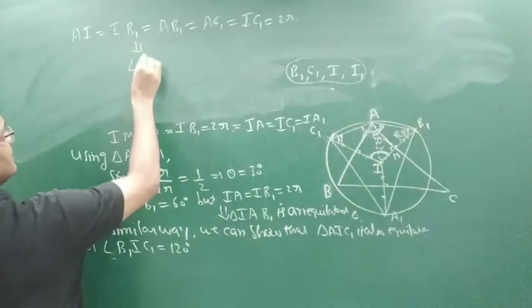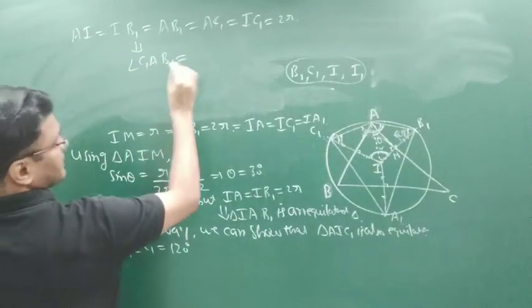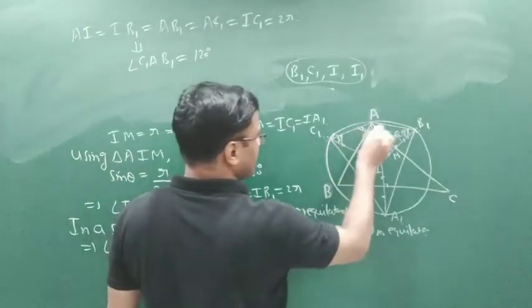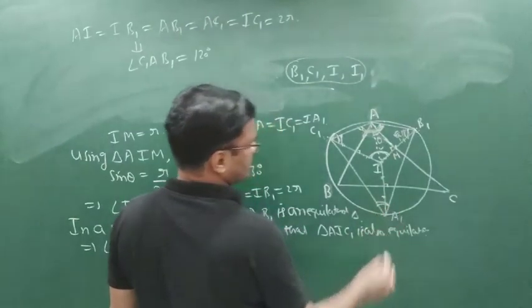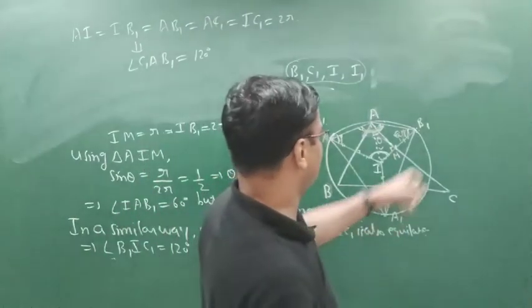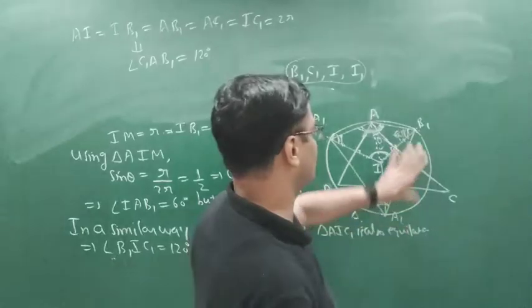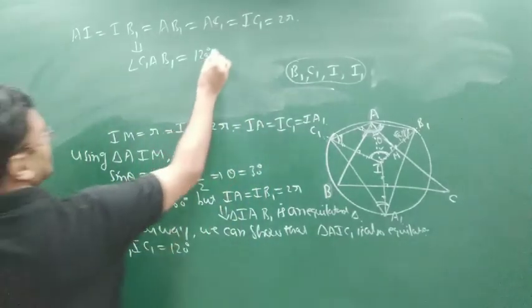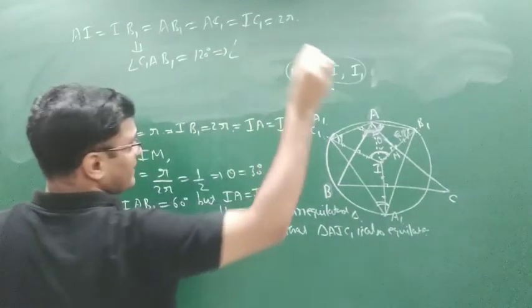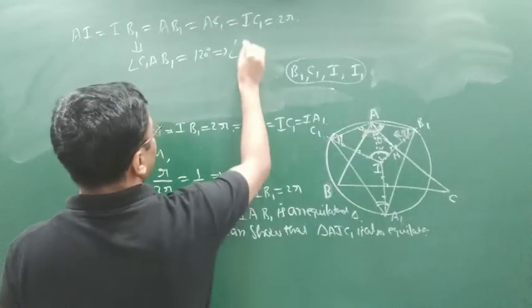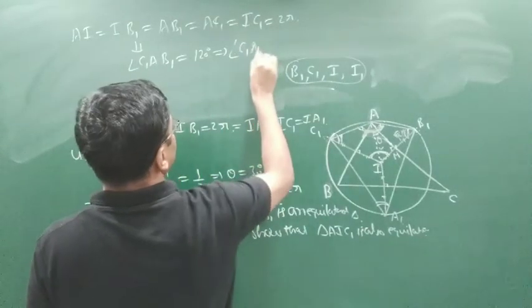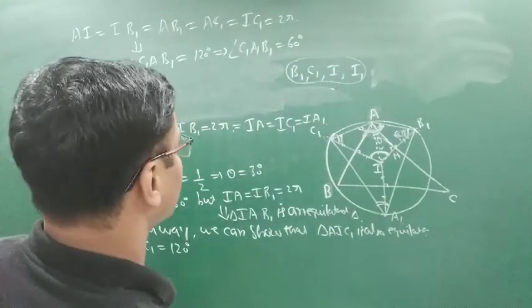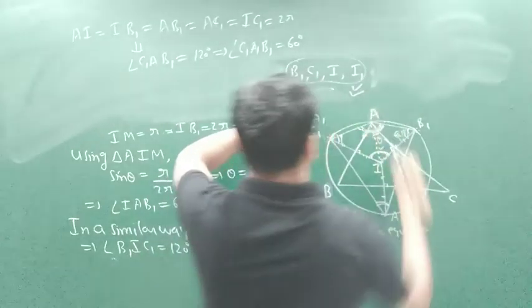This will imply angle C1AB1 is what? 120. And if this angle is 120, then definitely this angle becomes what? This angle becomes 60 because A1, B1, A, C1, all 4 points are concyclic. That is a quadrilateral. A1, B1, A, C1 is a cyclic quadrilateral. This will definitely imply angle C1A1B1 is what? 60 degrees. Okay. Now we have to prove these 4 points are concyclic.